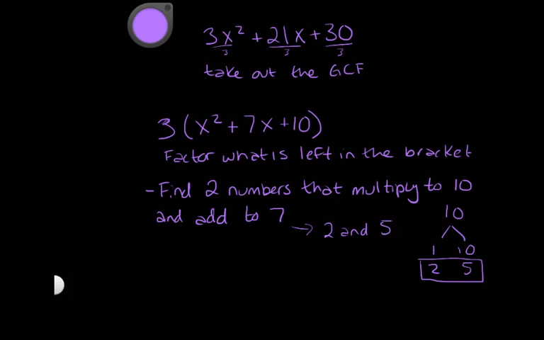So now I can write this. I'm going to keep that 3 that I took out at the beginning. And what are my brackets going to look like? Well, remember, I'm going to have an x in both brackets. And one of my numbers is 2 and one of my numbers is 5. So one bracket is plus 2. The other bracket is plus 5. And that's our answer.